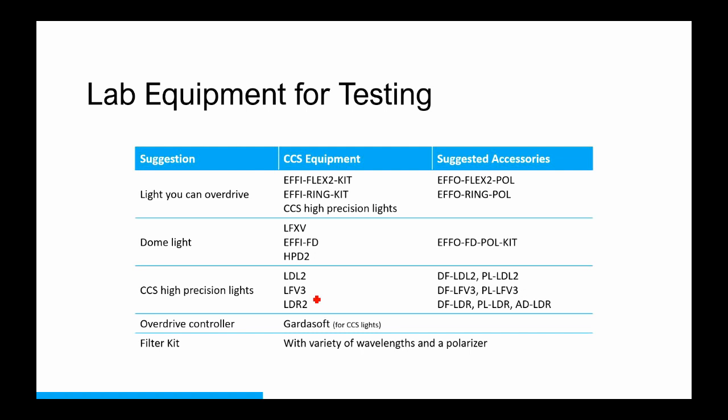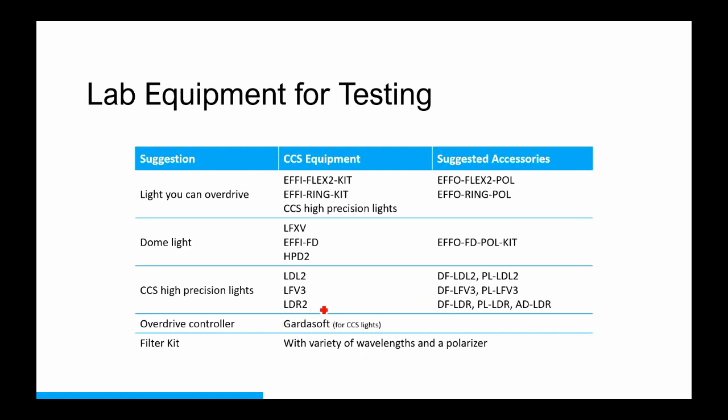The LFV3 is our coaxial light. That's a good one for creating a bright field image and still being able to see those height textures at a larger working distance. And it also has diffusers and polarizer accessories.